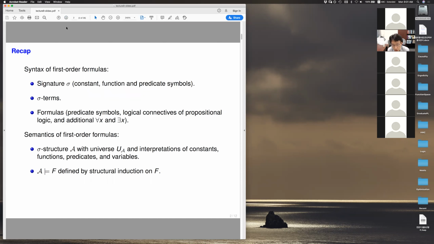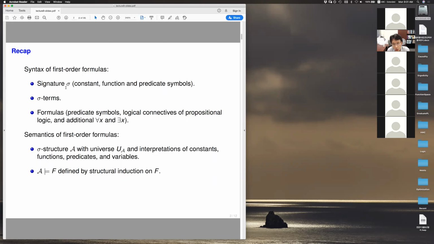I said first-order logic is different from propositional logic in that it allows us to talk about objects using some formal language, formal terms, and then also lets us talk about properties of those objects. For the formalization of first-order logic, both on the syntax side and the semantic side, two things are going on: one is for the objects, the other is for the properties. For the syntax side, the syntax is parameterized by something called the signature, which consists of constants, function symbols, and predicate symbols.